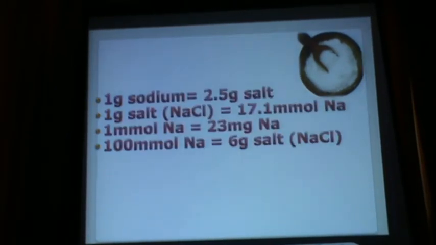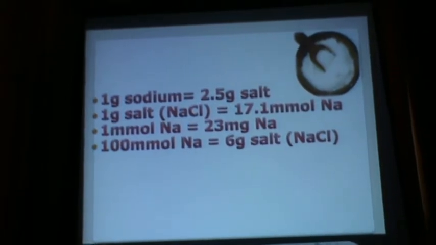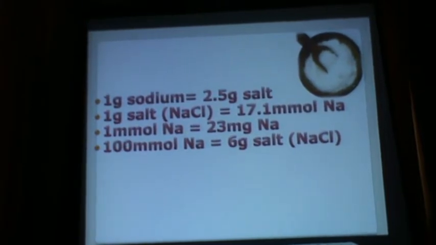At the start, we have to realize some important figures and facts in order to proceed easily through the talk. 1 gram of sodium represents 2.5 grams of salt. 1 gram of sodium chloride, or 1 gram of salt, equals 17 millimole of sodium. In order to convert from millimole of sodium to milligram, you have to multiply by 23. The recommended intake of salt for the general population, which is about 6 grams, equals 100 millimole sodium.